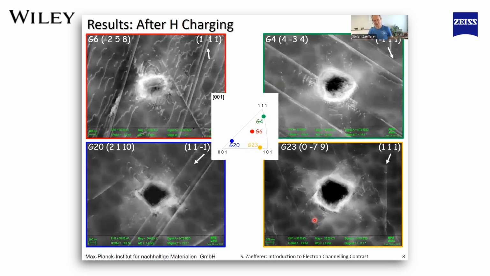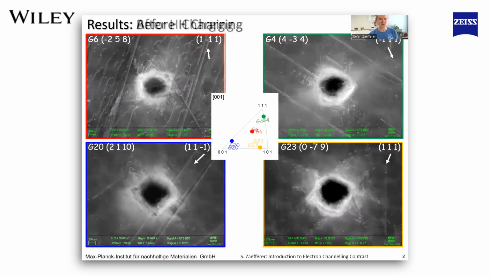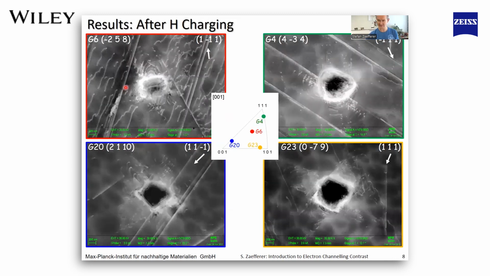There are many things which we could see, and many things which we could analyze. I would like to point out that all of these images have been taken under the same diffraction conditions with a 1-1-1 diffraction vector. And second, you see it when I go back and forth, the indentation depth is a little less deep when you indent the hydrogen-charged material, which means the material is harder.